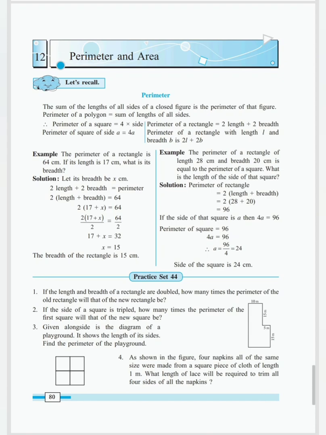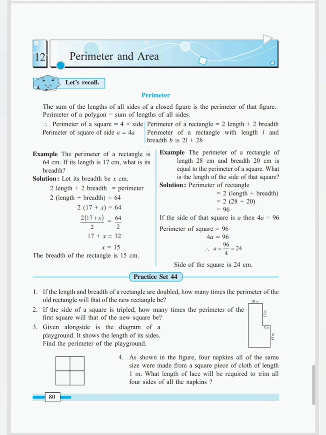The formula to find the perimeter of a square is equal to 4 multiplied by side. The perimeter of a rectangle is equal to 2 into L plus 2 into B. Regarding area, the area of a square is equal to side multiplied by side, also equal to side square. And the area of a rectangle is equal to length multiplied by breadth. You can also write it as L into B.